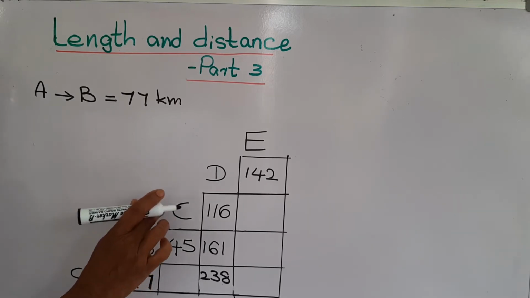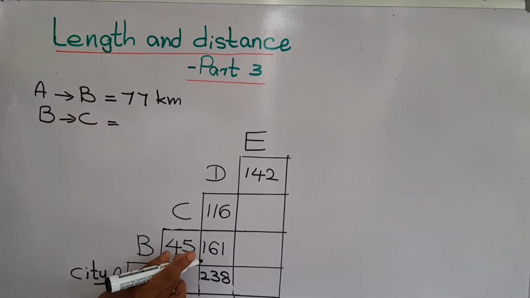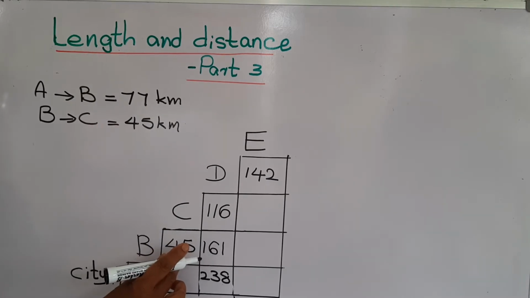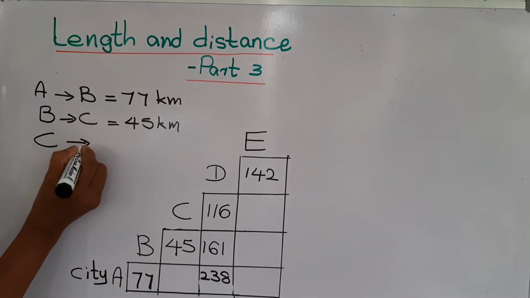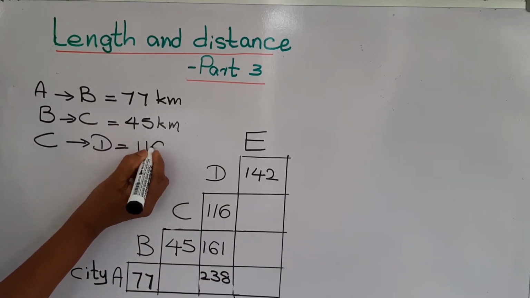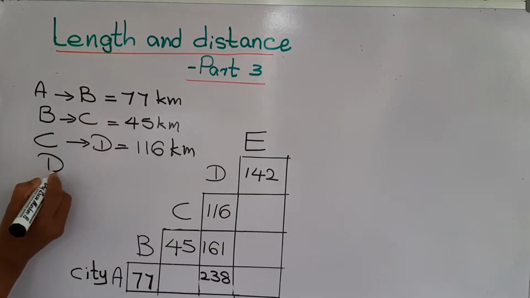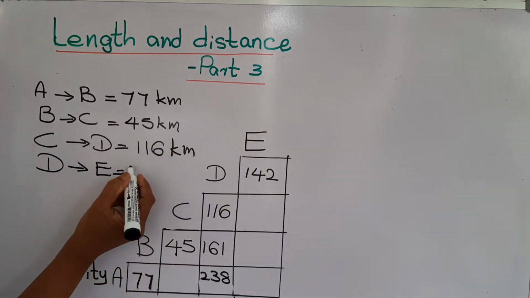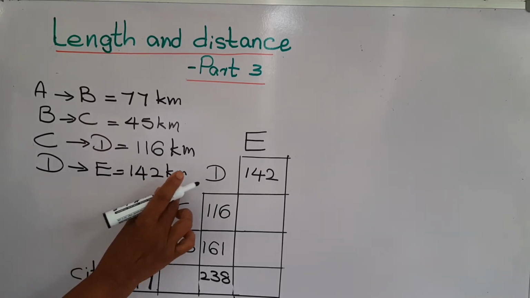To find from city B to city C, you have to understand the chart. From city B to city C, it tells how many kilometers? 45 kilometers. Okay. Then from city C to city D, it tells in the chart how many kilometers? 116 kilometers. Okay, then next from city D to city E, it tells 142 kilometers. Now this chart tells us this.